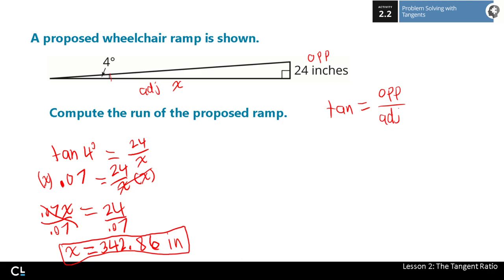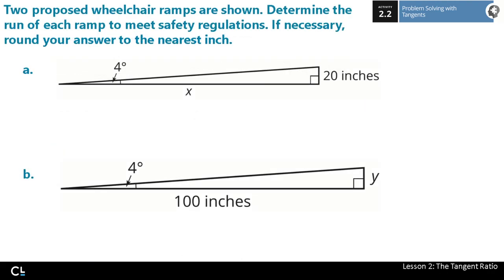But let's keep going. Now we have 2 more problems, right? So once again, we want to find out this one here, and we're using the same angle. We already know how to set this up. We have our opposite, and we have our adjacent, ADJ. So we could say the tangent of 4 degrees equals 20 over x.